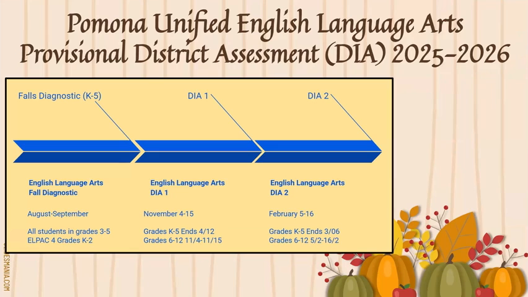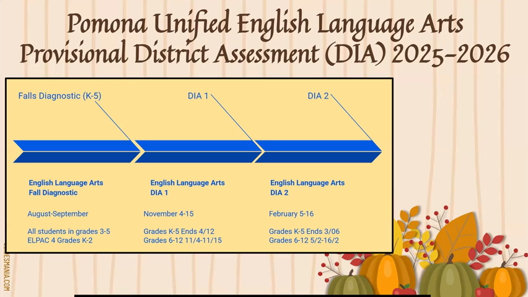Now, talking about the DIA, the district assessment, that's what it's called, the DIA. They are given the fall diagnostic for kinder through 5th grade. We have it occur August through September, and all students in grades 3rd through 5th take that assessment. And this is what's called the fall diagnostic test. Okay, so it kind of helps us determine where the students fall.